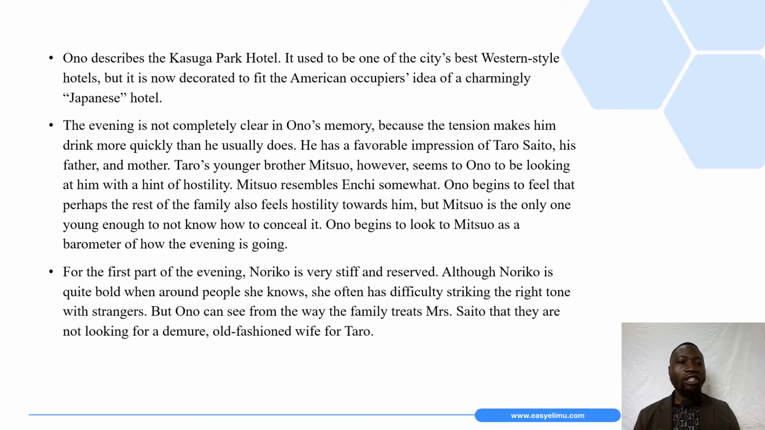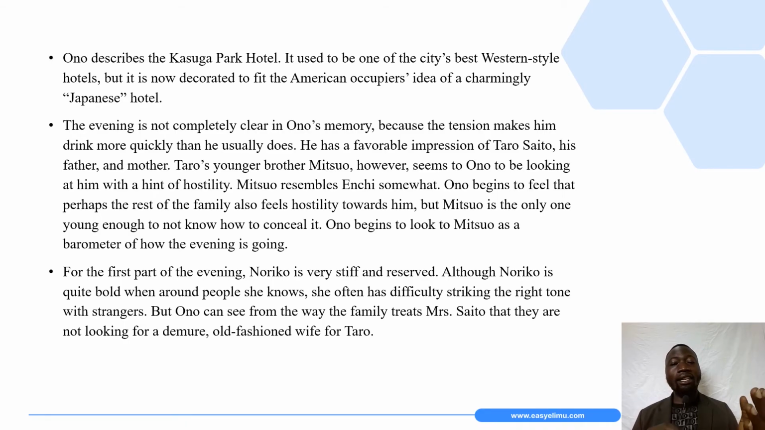So Ono describes the Kasuga Park Hotel. It used to be one of the city's best Western style hotels, but it is now decorated to fit the American occupiers' idea of a charmingly Japanese hotel. So the evening is not completely clear in Ono's memory because the tension makes him drink more quickly than he usually does. So he has a favorable impression of Taro Saito, his father and mother.